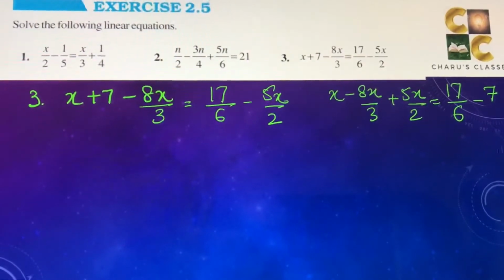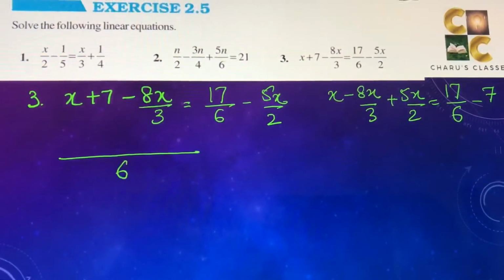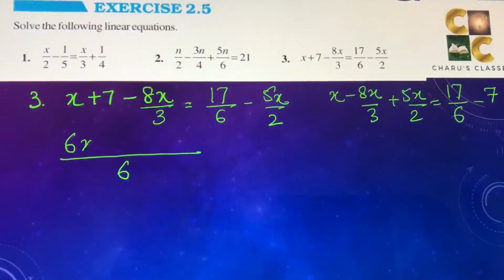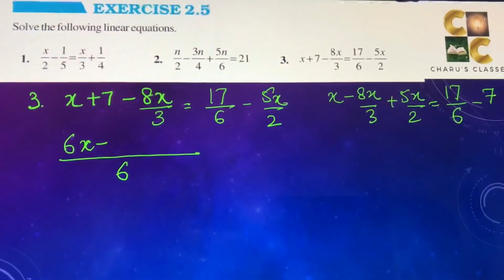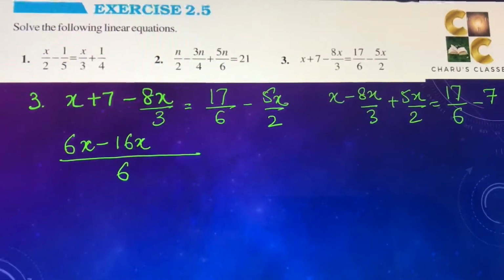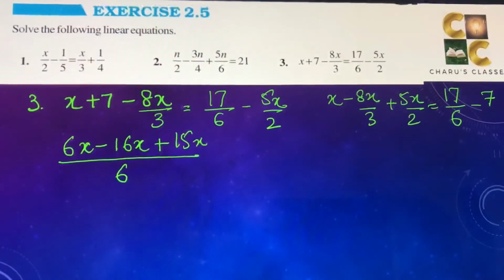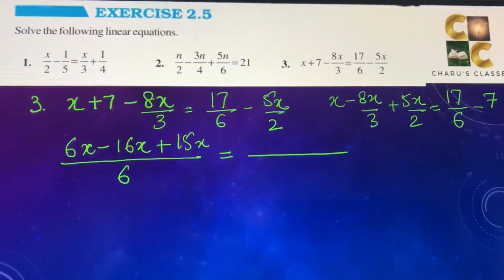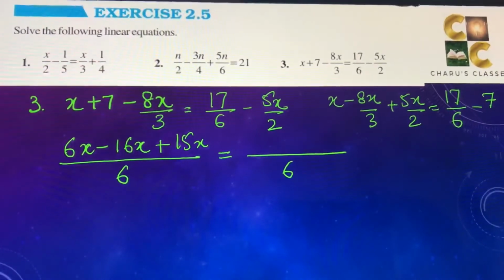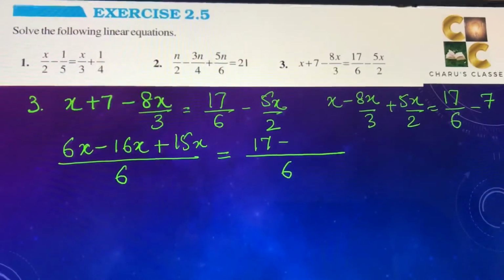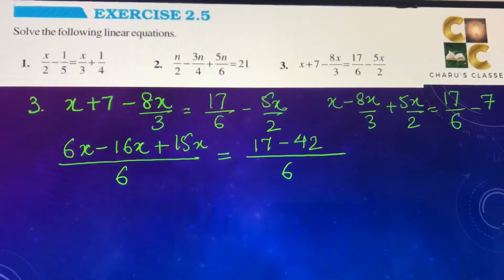Now we'll take the common LCM. For the left hand side it will be 6 and we will get 6x minus 8 into 2 that is 16x plus 5 into 3 that is 15x. This is equal to, on this side also we will get 6 as the common denominator or the LCM. 17 minus 7 into 6 that is 42.